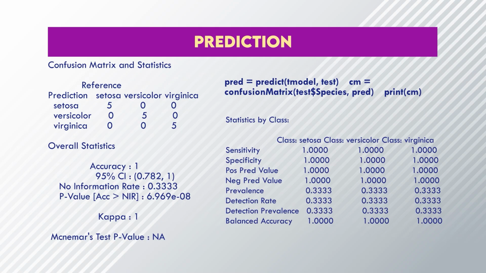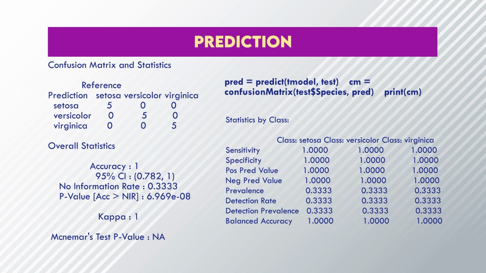Similarly for virginica, it has again predicted 5 out of 5 that it is virginica. So if you check here, the overall accuracy is 100%. Overall accuracy is 100%, and the kappa value and McNemar test value are not applicable in this case.